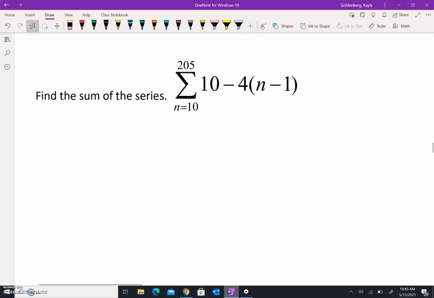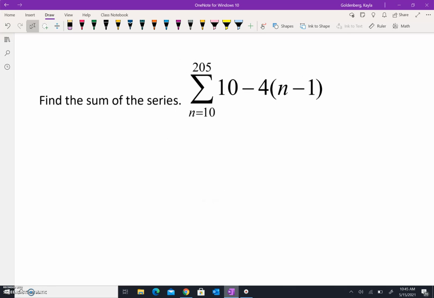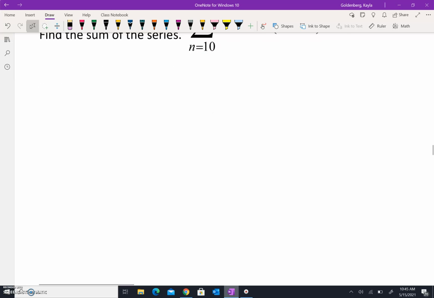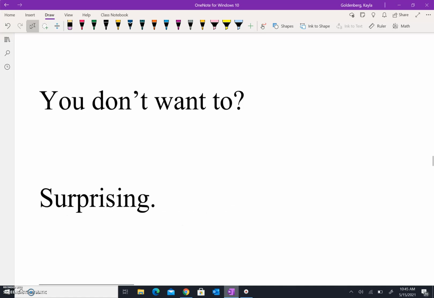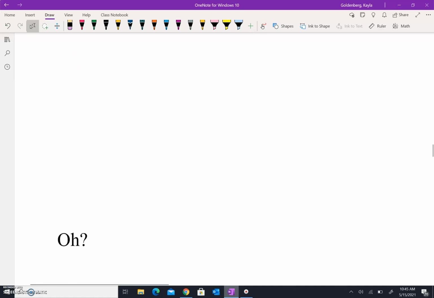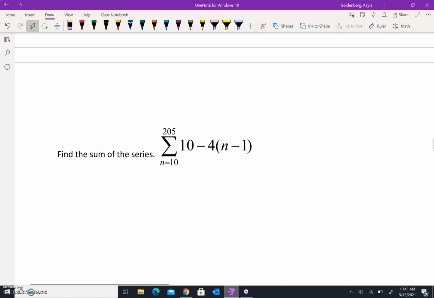Now, what if I asked you to find the sum of this rule, right? Same rule we used previously. What if I asked you to start with the 10th term and go until the 205th term? You don't want to. That's super surprising that you don't want to do all of that work.